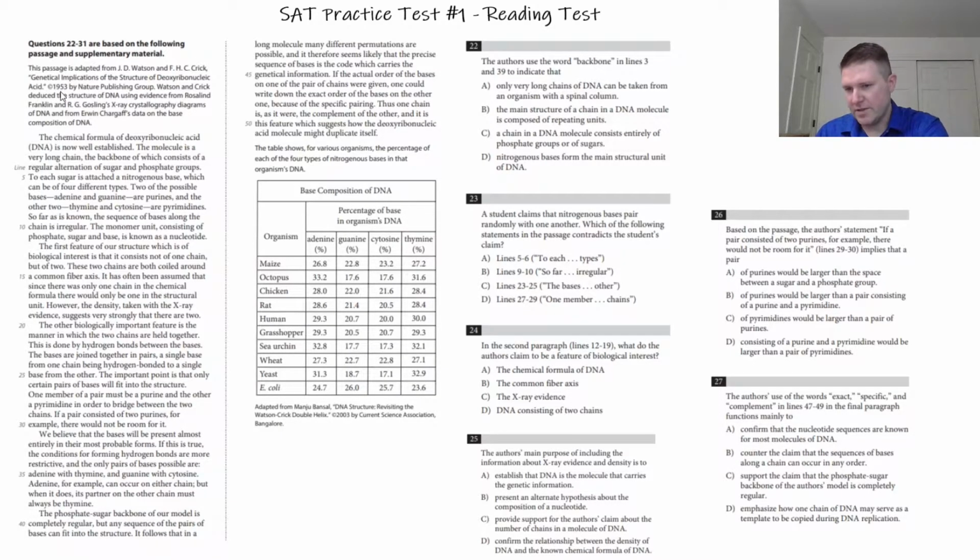But basically this is saying that in 1953, Watson and Crick were the ones who discovered the structure of DNA, and they're talking about the basic layout of it. So they say that the molecule is a very long chain, the backbone of which consists of a regular alternation of sugar and phosphate groups. I'm just going to explain what that means in a second, but to each sugar is attached a nitrogenous base, which can be one of 4 different types. Could be adenine, guanine, thymine, or cytosine.